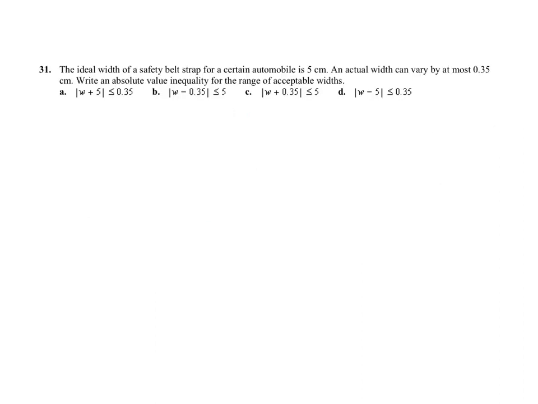Ideal width of a safety belt strap for a certain automobile is 5 centimeters. So in a perfect world, it's going to be 5 centimeters. So we already know that it says ideal width. We already know that that's going to be in absolute value signs. And it's going to be a subtraction because we want to know what is the difference, which is why we have the subtraction sign.